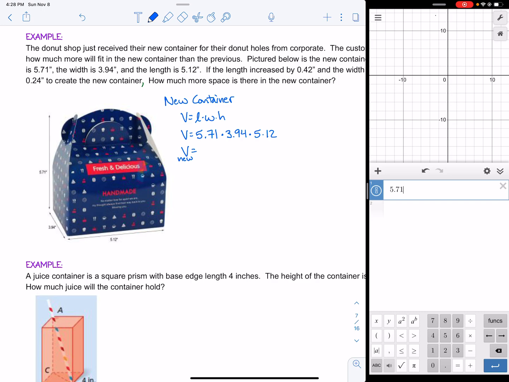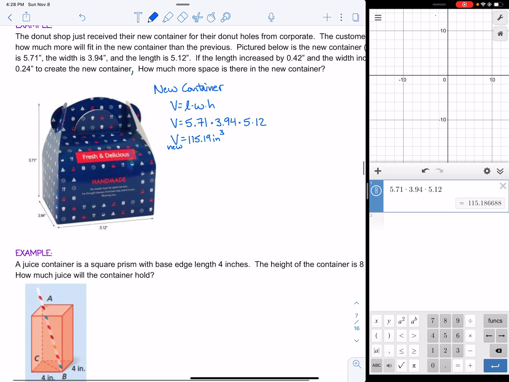All right, so I got 5.71 times 3.94 times 5.12. So I get 115.19 cubic inches is the volume of the new container. So let's figure out the previous container.